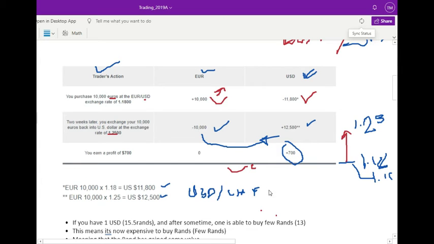Maybe it's equal to 1.8. So we are saying 1 USD is worth 1.8, which means USD, the base currency, has got more power than the quote currency, which is Swiss francs, CHF. We'll talk about this notation. So the question is, what happens now?